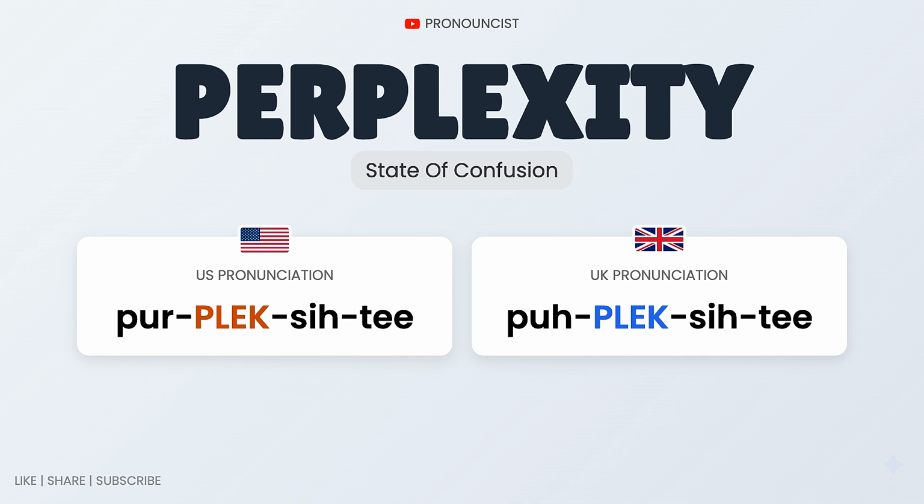Plexity. Perplexity. Focus on plek. Keep si soft. Perplexity. Practice repeatedly and you'll soon be able to say this word perfectly. The best way to practice is to repeat the syllable multiple times.